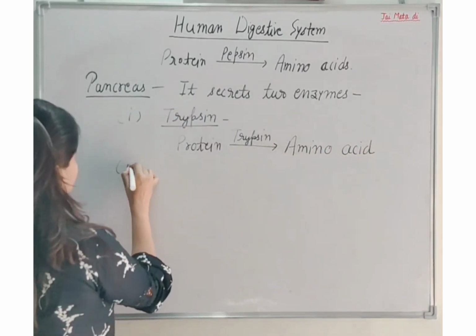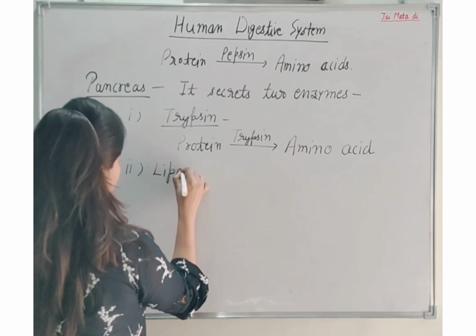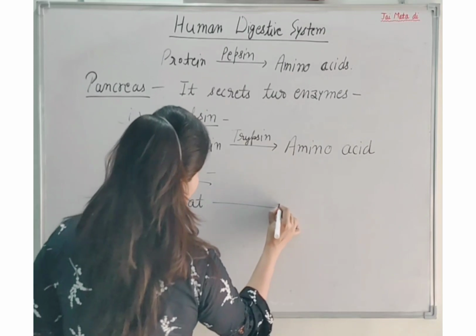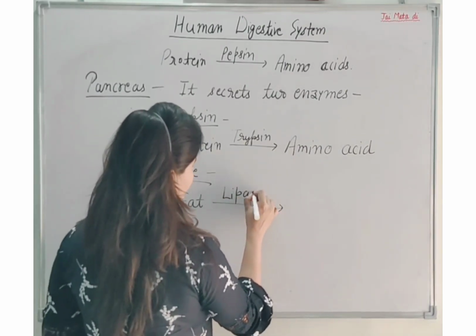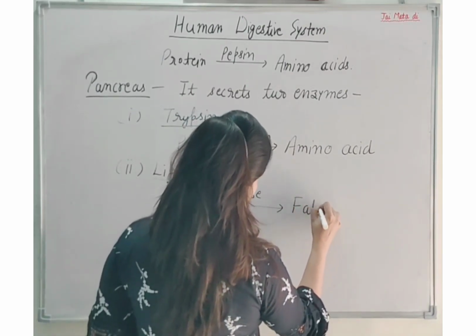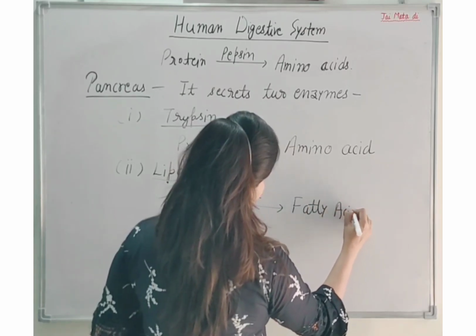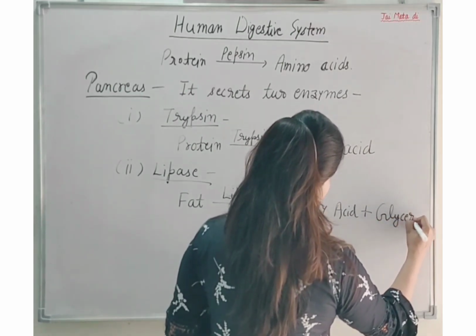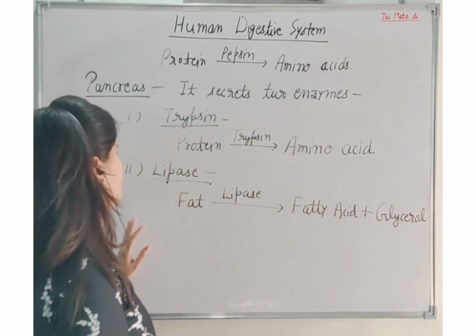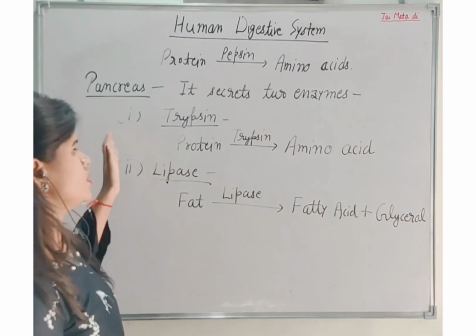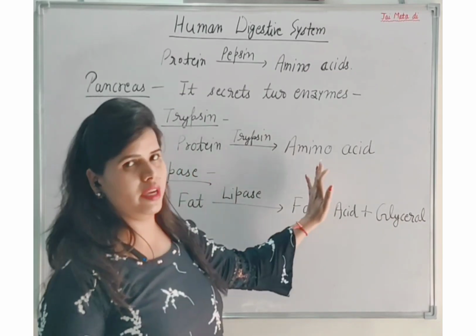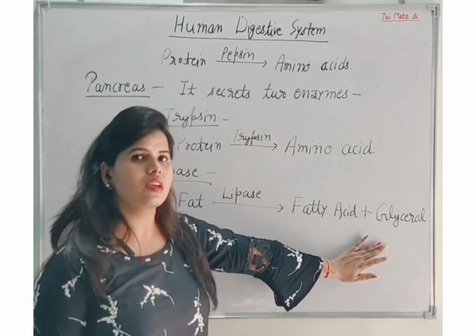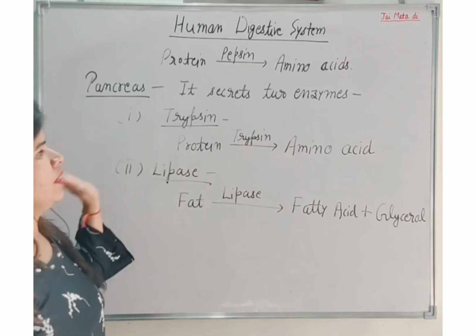Next, lipase. Lipase will convert fat into fatty acid and glycerol. Fatty acid plus glycerol. So this is the function of trypsin and lipase. Trypsin will convert protein into amino acid and lipase will convert fat into fatty acid plus glycerol. So it's all about pancreas.